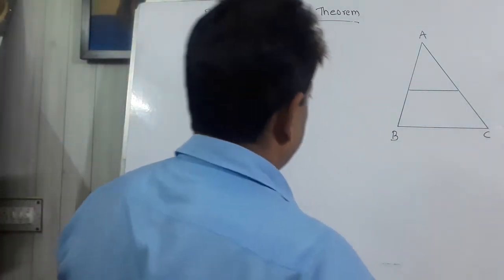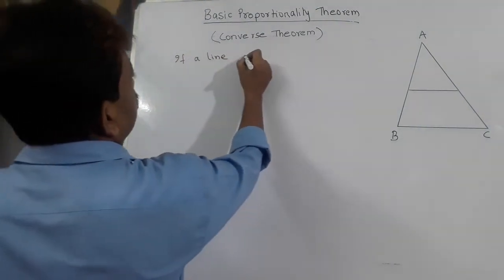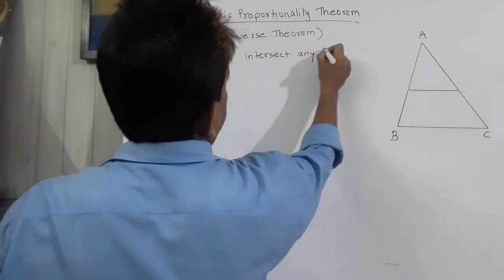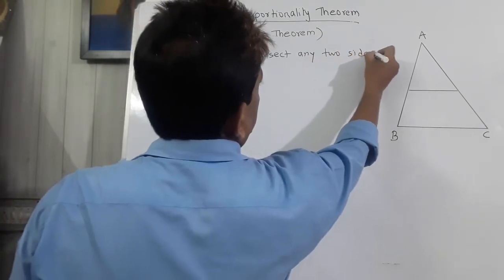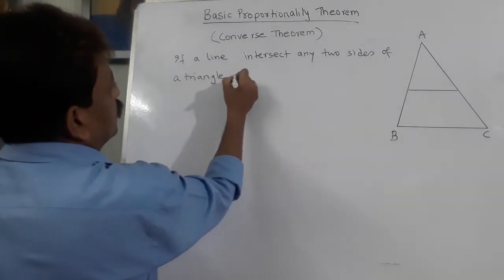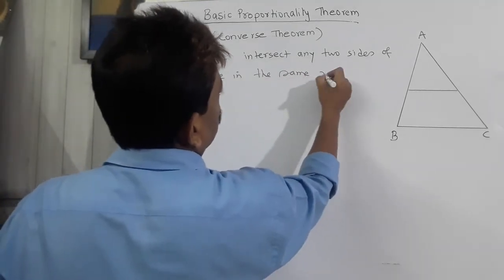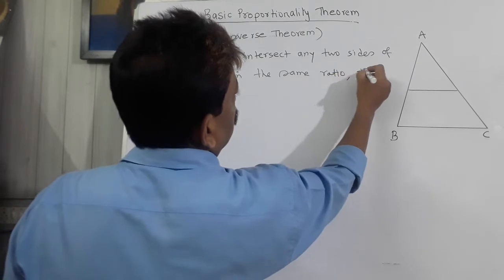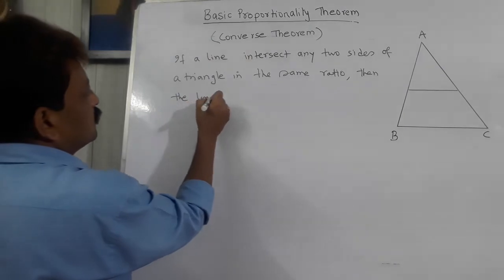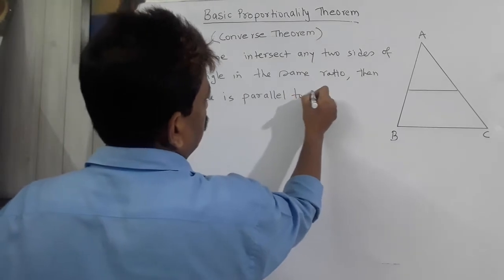It says that if a line intersect any two sides of a triangle in the same ratio, then the line is parallel to the third side. Parallel to the third side.